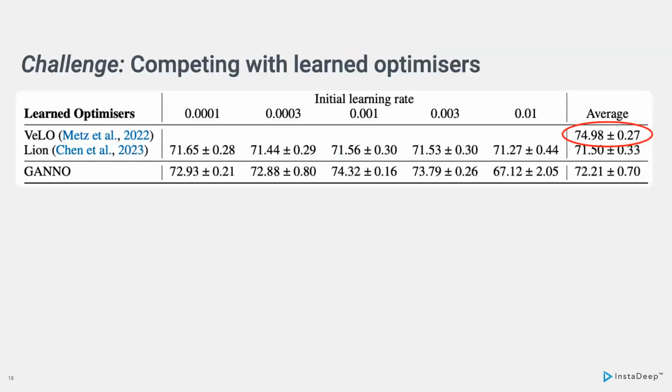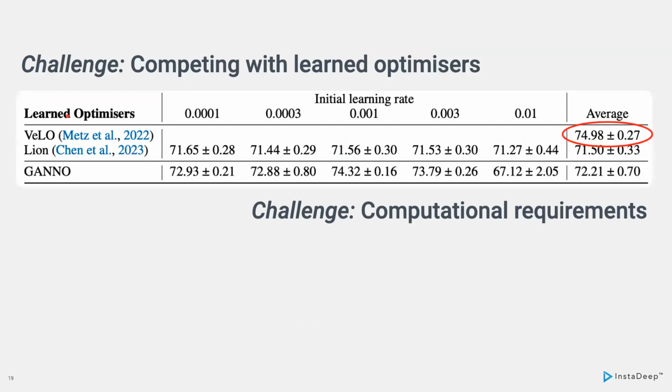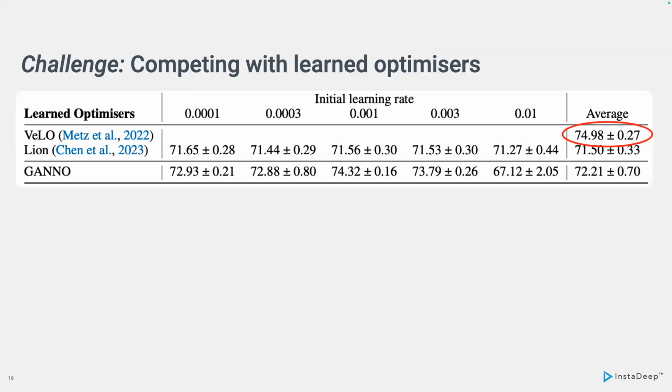Then kind of a final point. Velo, once again, is this meta-learned optimizer, and it took 4,000 TPU months. I'll mention that a bit later. And it does very well. Expectedly, it does very, very well, and it is still hard to compete with.